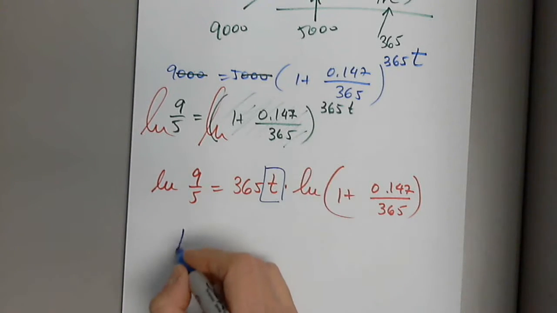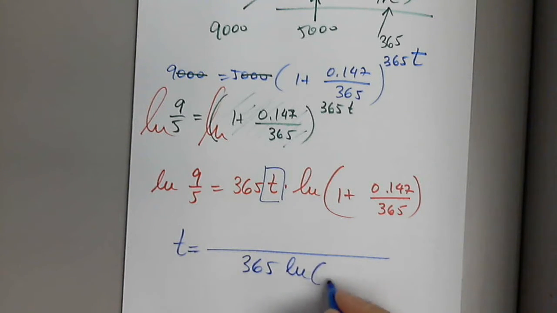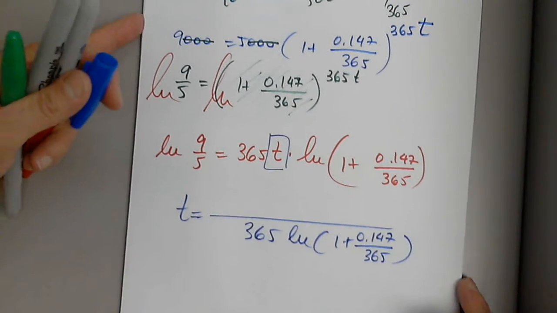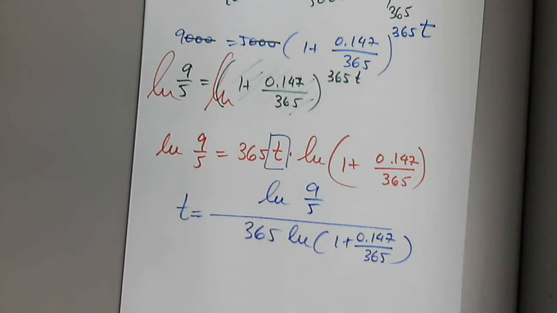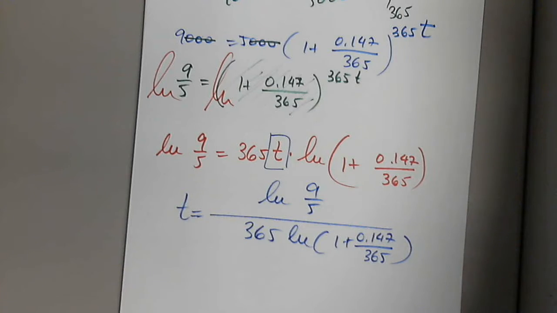So I'm solving for t, obviously dividing by these two quantities. And the top is natural log 9/5. So the function that takes care of the power or eliminates the power is natural log. Now this I have to put in the graphing calculator. So we are ready now to put it in.